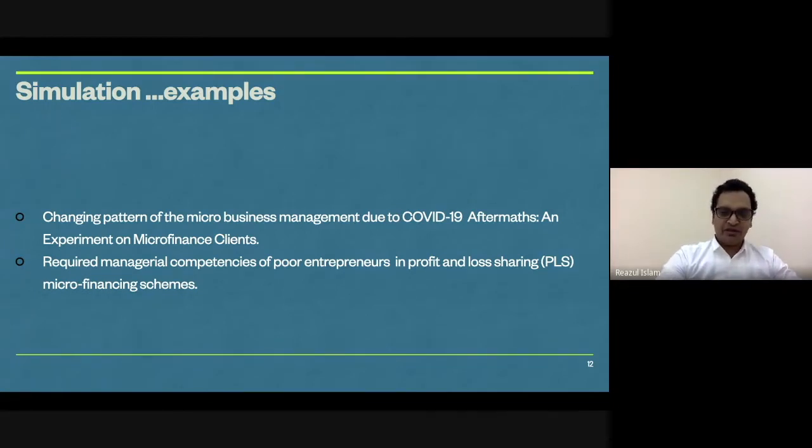So if we do a simulation experiment, we can see whether the respondents, or the clients or prospective clients of microfinance, have the required competencies for getting a profit and loss sharing microfinance scheme. So still, we can use this type of simulation and we will get the appropriate result.